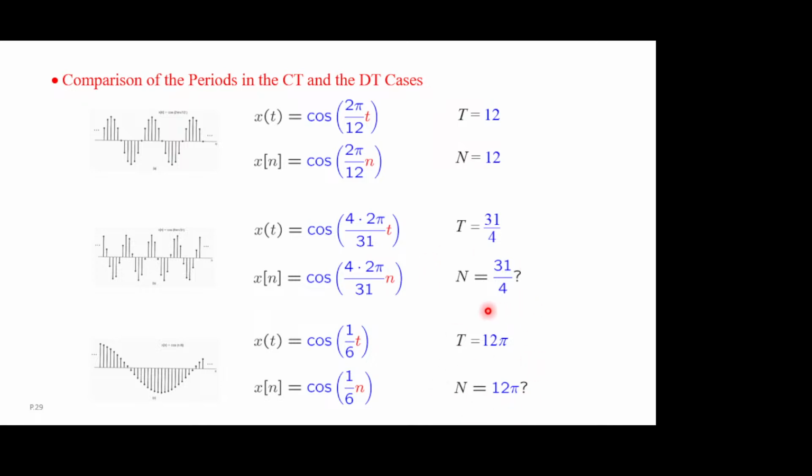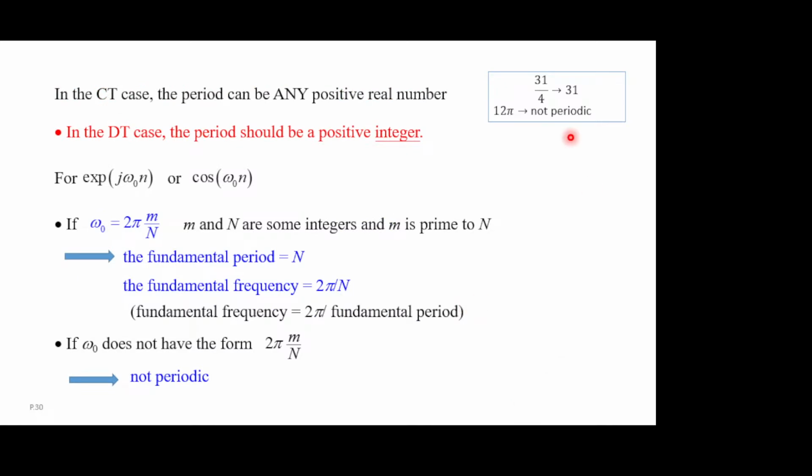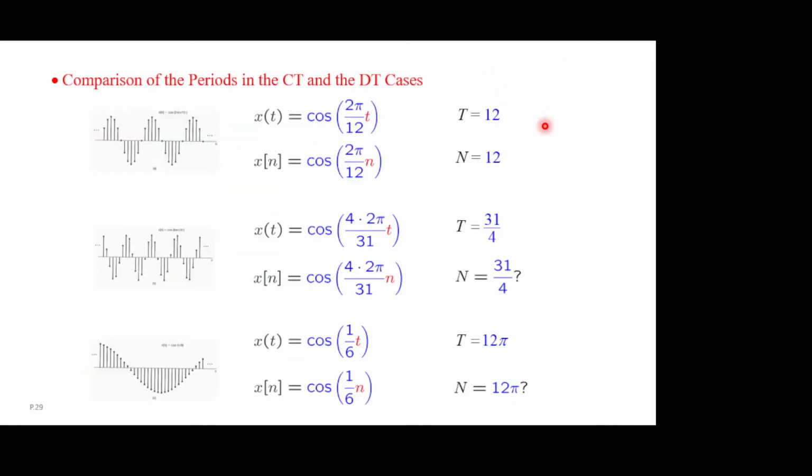For those of you who raised your hand, what's the fundamental period here? Anyone want to answer? Okay, the spoiler is that it's actually 31, because we want to look at this as a fraction, right? We want to find the smallest multiple of this that's an integer. So the fundamental period here is 31.